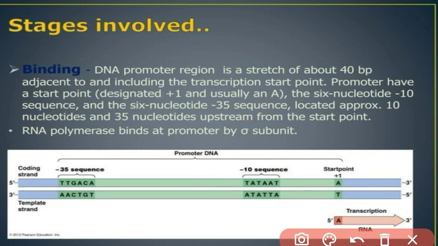there are two promoter consensus sequences, or regions that are similar across all promoters and across various bacterial species. The -10 consensus sequence is of 6 nucleotides, that is TATAAT. The -35 consensus sequence is of 6 nucleotides, TTGACA. These two consensus sequences are recognized and bound by the sigma subunit of RNA polymerase.